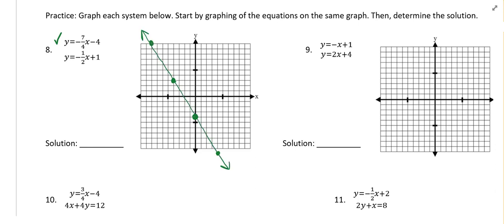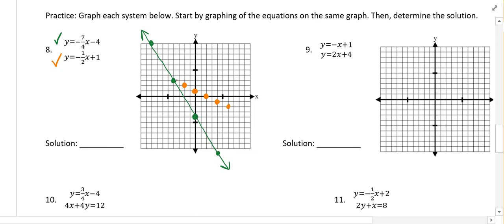Now for my next line, I'm going to graph it on the same graph. That's going to be in the orange here. Same idea, it's in slope-intercept form. My y-intercept is 1, and my slope is -1/2. So I go down 1 and to the left 2. And I want to make as many points as I can to show where my lines are going to hopefully intersect.